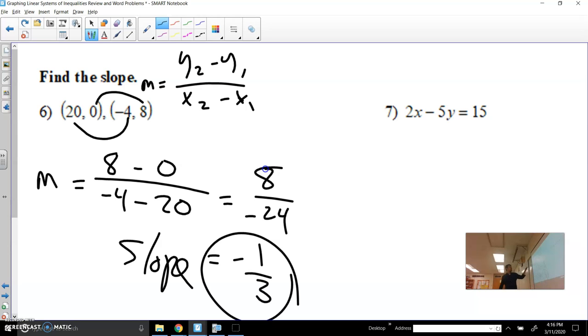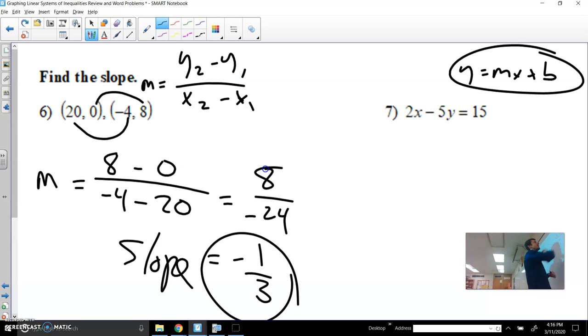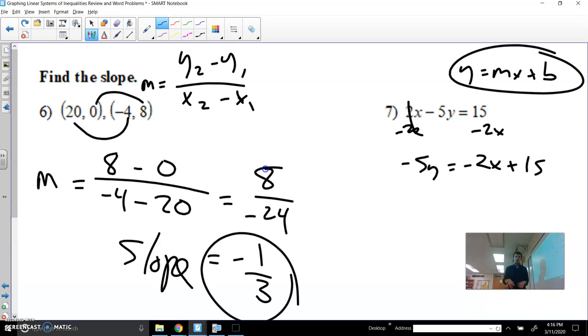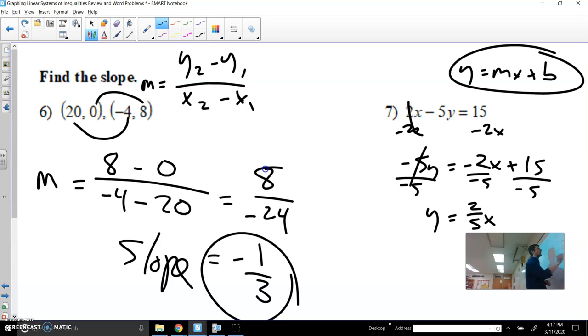So remember that they're asking about the slope, so just changing this into y equals mx plus b doesn't really answer the question. You've got to tell me the slope from the equation. So let's solve it for y. Negative 5y equals negative 2x plus 15. And then I'm going to divide by negative 5, and look for those signs to kind of cancel out. This would be positive 2/5 x minus 3.